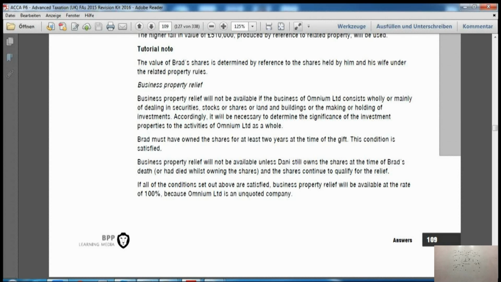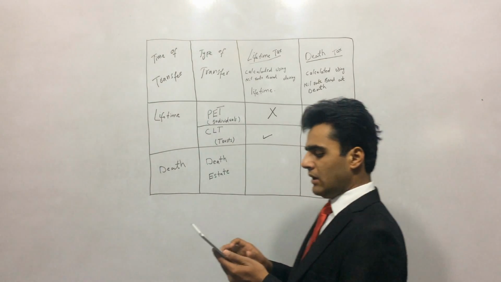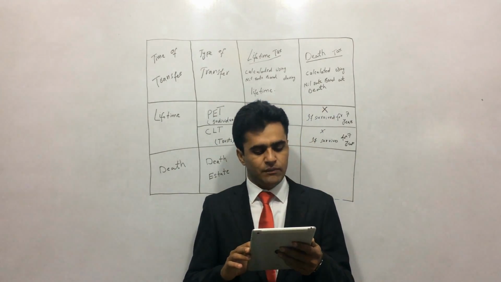Business property relief will not be available unless Danny still owns the shares at the time of Brad's death, and the shares continue to qualify for the relief. If all of the conditions set out above are satisfied, business property relief will be available at the rate of 100% because Omnium Limited is an unquoted company. Alright, so that was our answer, and that was our business property relief and agricultural property relief as well.